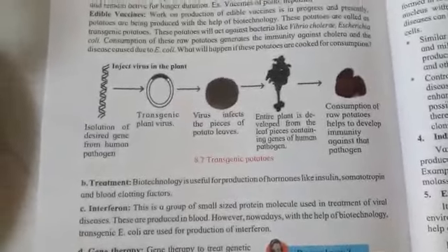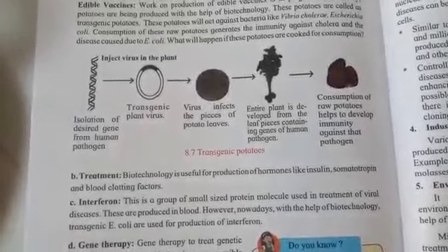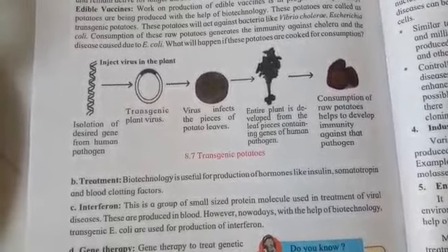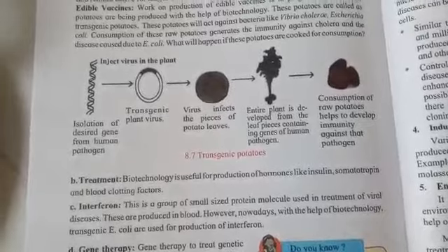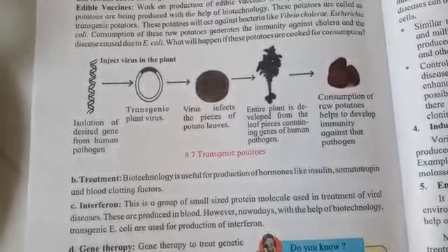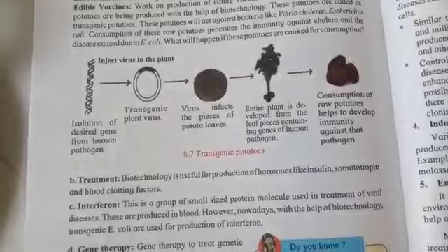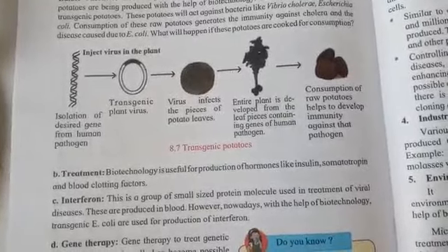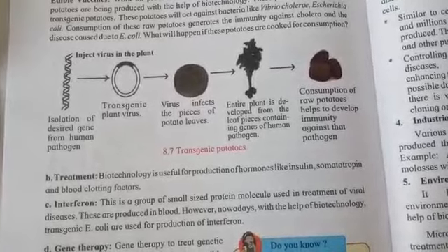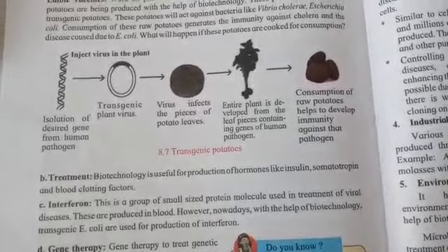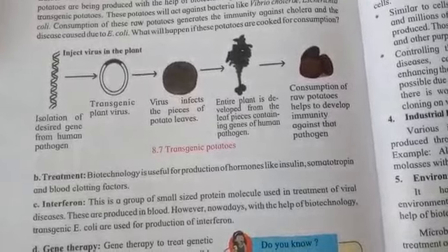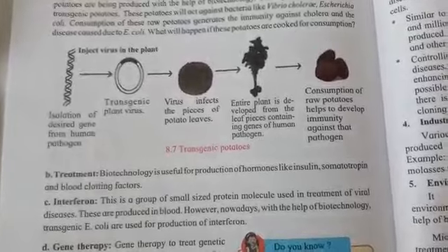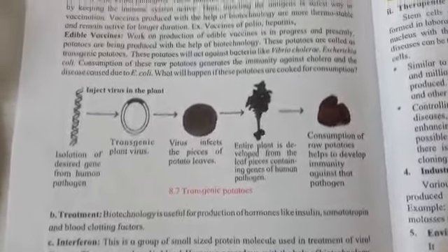Here the steps for making transgenic potatoes are given. First, the gene is isolated from the human pathogen, then it is transferred to the plants. Here it acts as a plant virus, where the virus infects pieces of the potato leaf, and the entire plant develops from these leaf pieces, which contain the genes of the human pathogen. So consumption of these raw potatoes will help to develop an immunity against that pathogen. This is how transgenic potatoes are developed, and the rest of the things we shall learn in the next video.